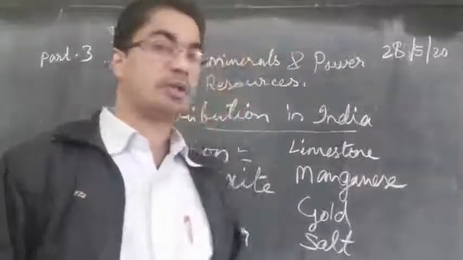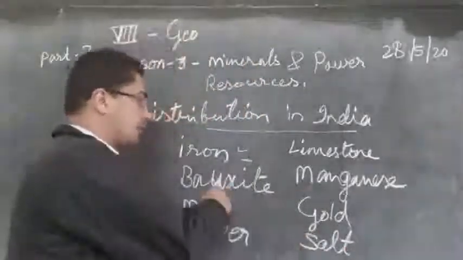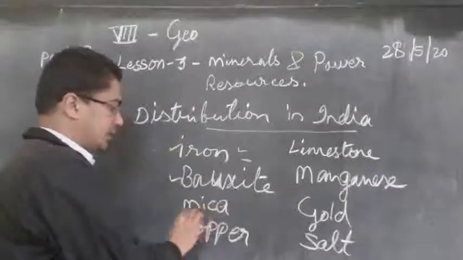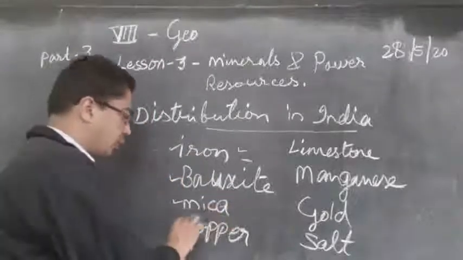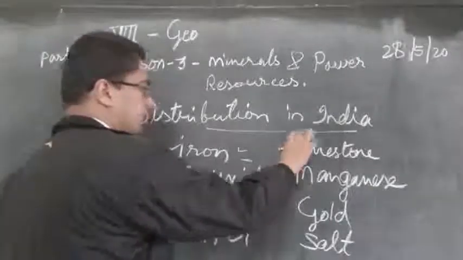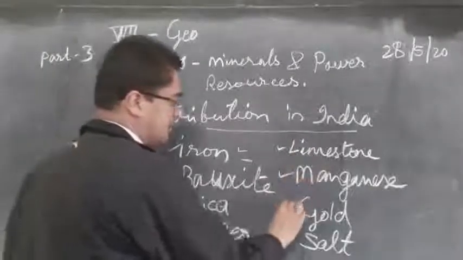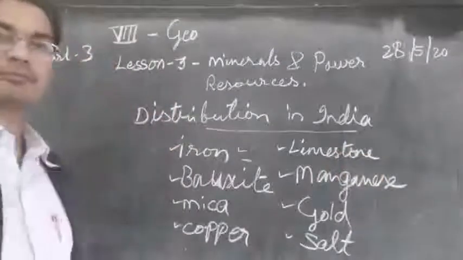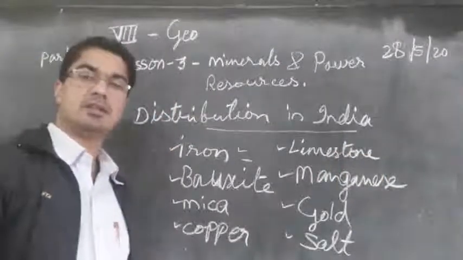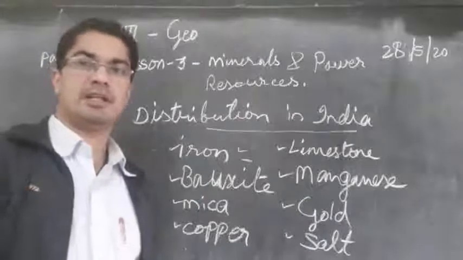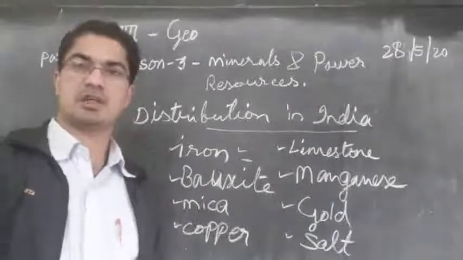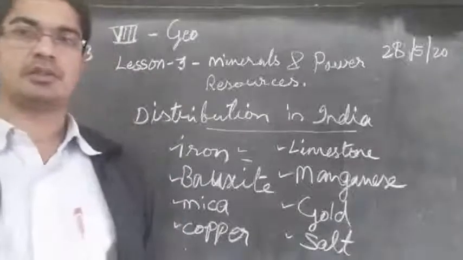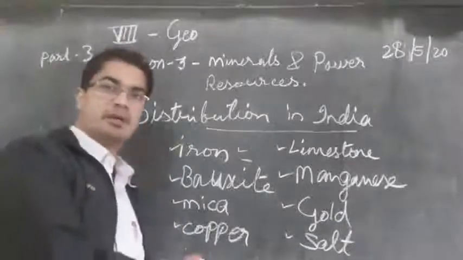So these are different types of minerals that are found. Mainly we find iron, bauxite, mica, copper, limestone, manganese, gold and salt. So these 8 minerals are found in India, and India is very rich in these. These are the main minerals found in India, and in some of them India is very rich.